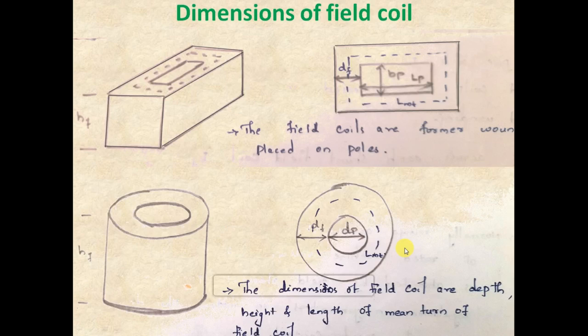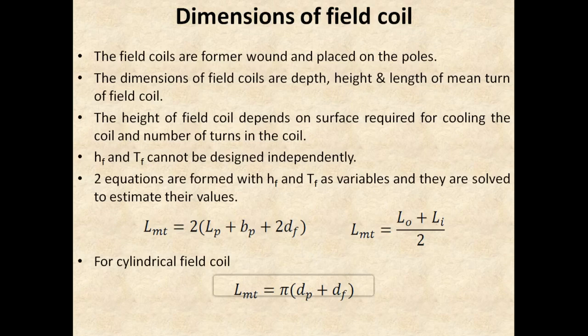Just like I have mentioned before, the height of this field coil has a dependency on the surface required for cooling the coil as well as the number of turns of the coil. Therefore HF and TF, that is both height of field winding and turns of field winding, cannot be designed independently. So in order to solve the values of HF and TF, two equations are required. You will come to know that in detail while solving a problem.